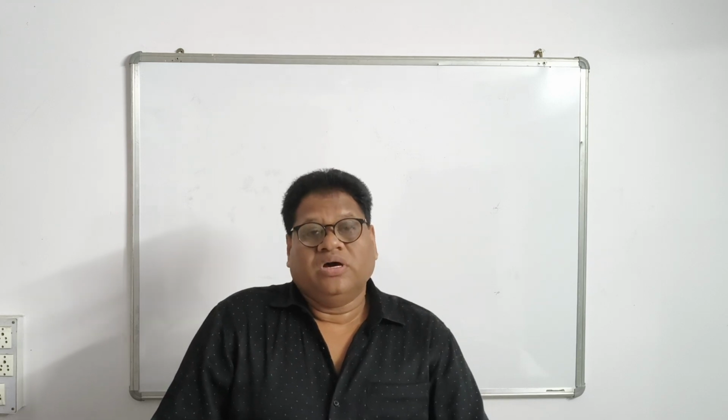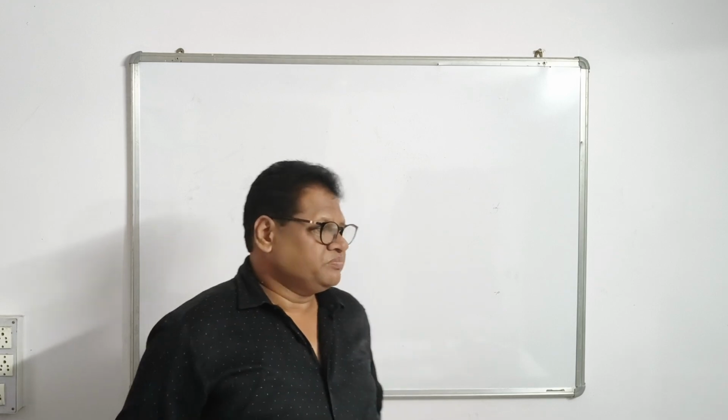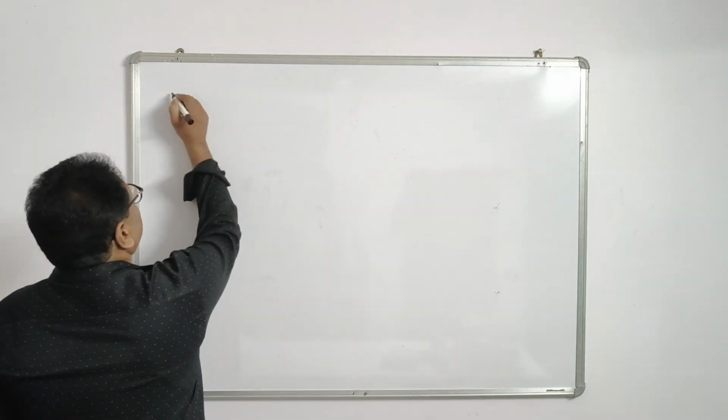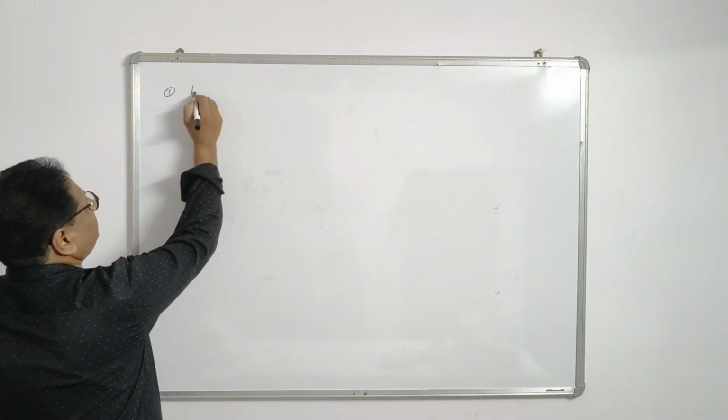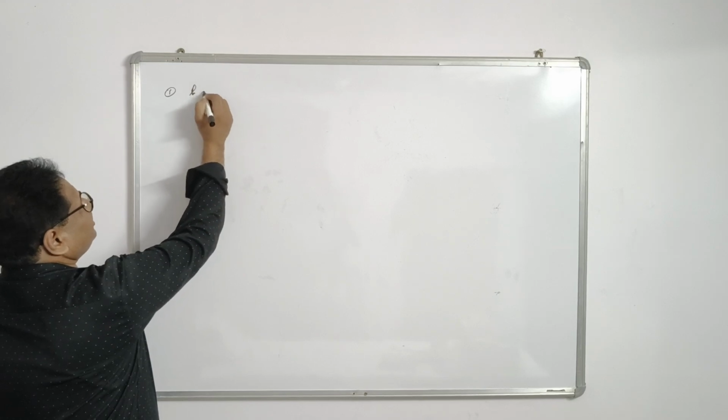The derivation between efficiency, mechanical advantage and velocity ratio of a machine. Okay, a machine is a device that makes the work simple. Now there are some terms which we are going to discuss before we derive the relation between efficiency, mechanical advantage and velocity ratio.